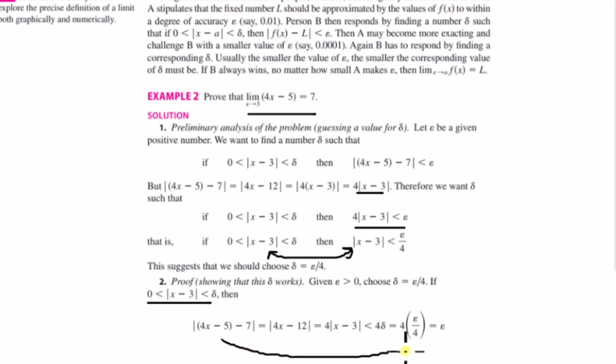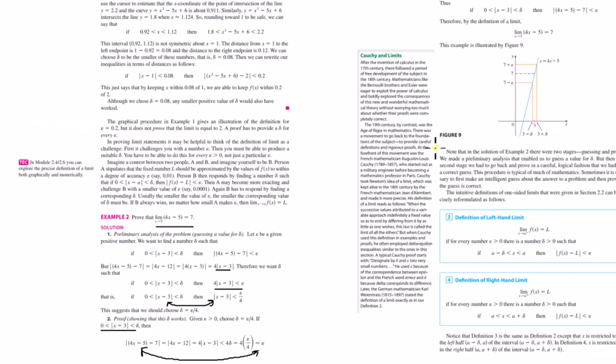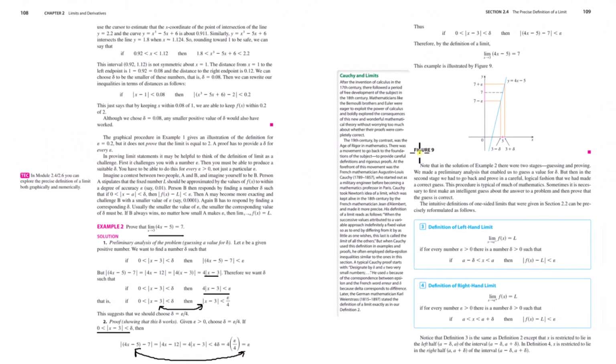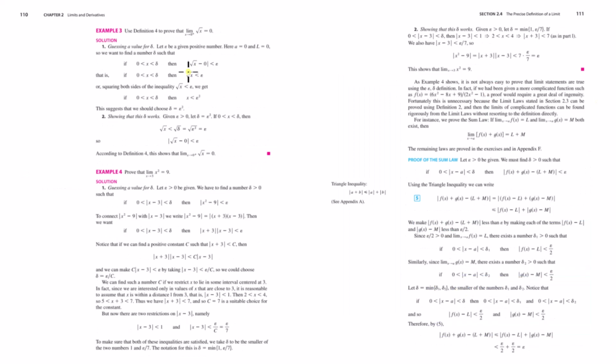The absolute value of 4x minus 5 minus 7 is less than epsilon. So your limit is true. So that's the idea. Then they state this definition for left-handed limits and right-handed limits. It's the same idea. They do some examples, some proofs with one-sided limits.